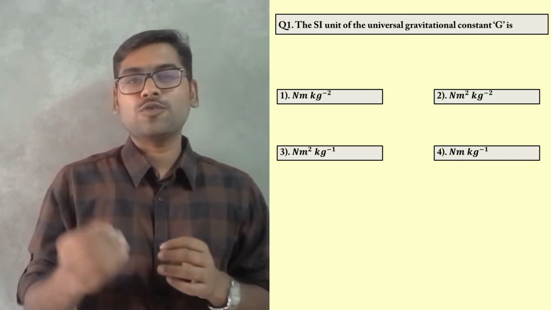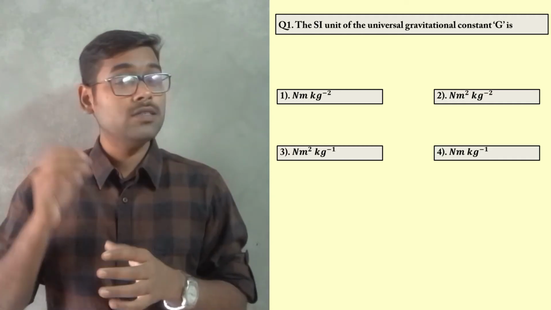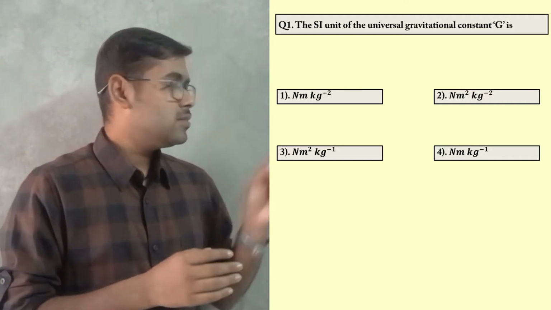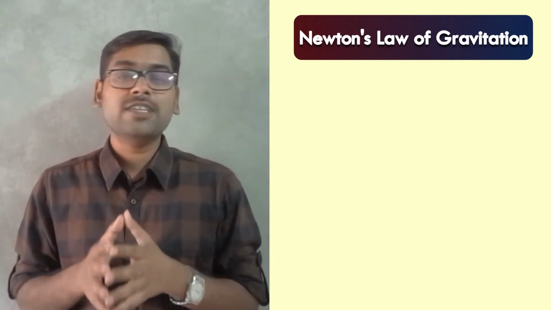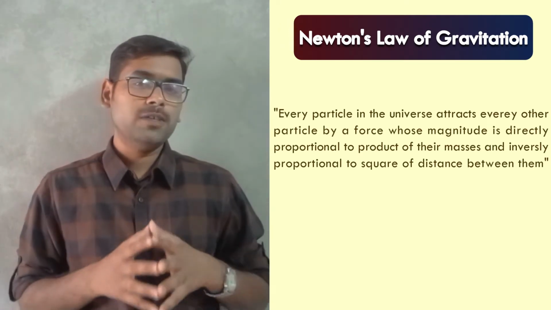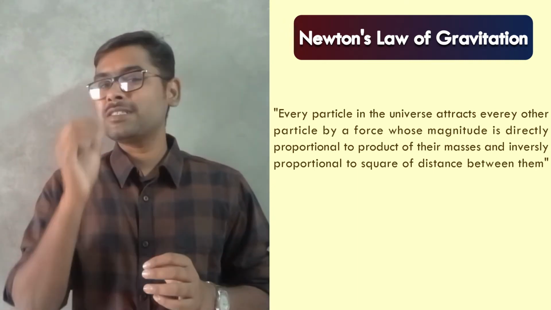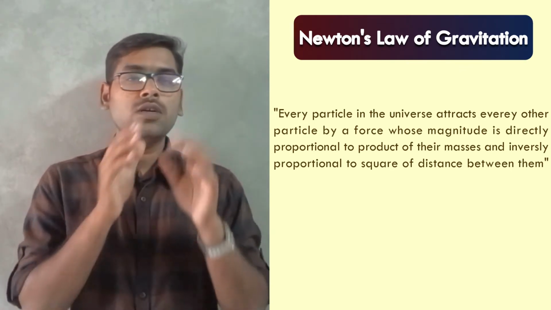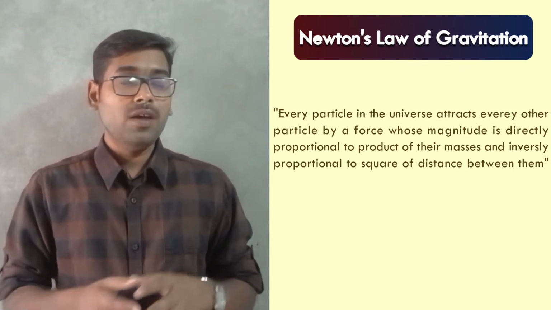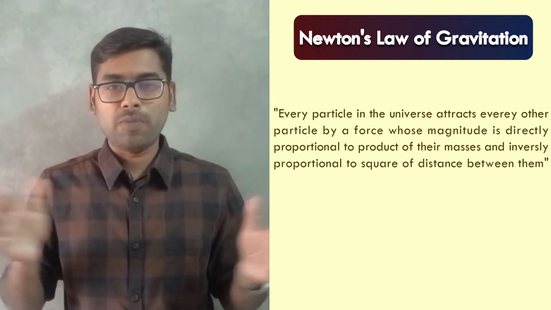Guys, before answering this question, let us first see what is this gravitational constant G and where does this term come from. This term G comes from Newton's law of gravitation, which states that every particle in the universe attracts every other particle in the universe by a force whose magnitude is directly proportional to product of their masses and inversely proportional to square of distance between them. And this force always acts along line joining the centers of two particles.